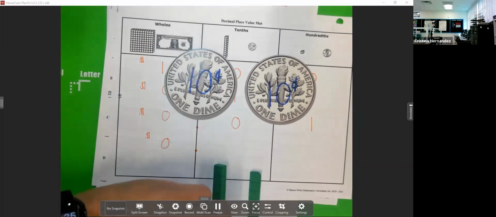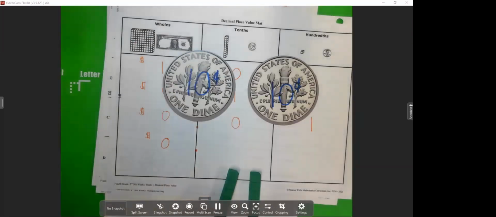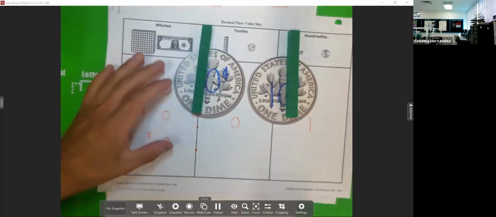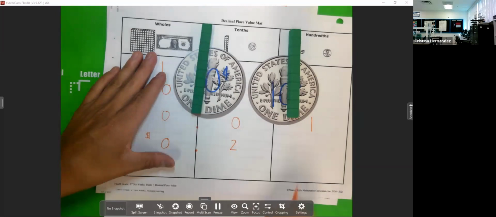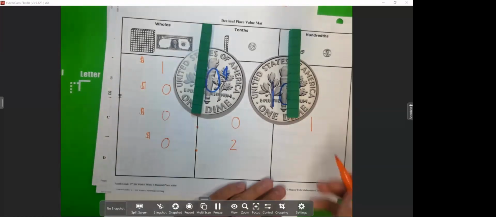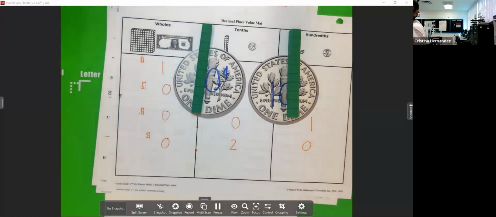How many tens do I have shown here? 2. So a 2 would go here. Do I have any pennies? No. What did I put back here? A 0. Look at that. You're already talking in money terms.